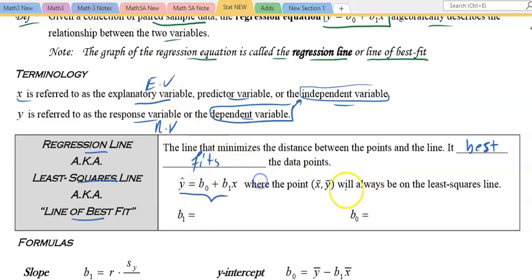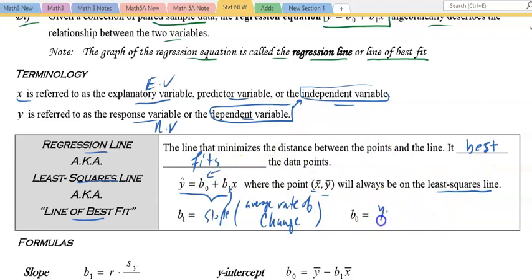And there's the equation where x bar, y bar will always be on the least squares line. B1, which is the number in front of x, that's really the slope, and we said that's the average rate of change. And this is the y-intercept. That's basically what you start with. This is when x equals 0.